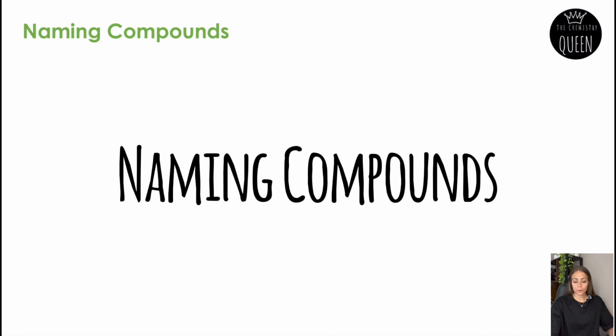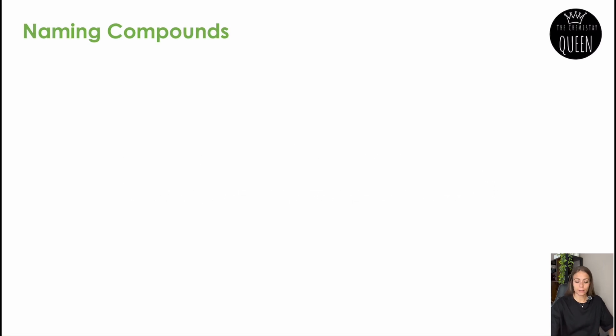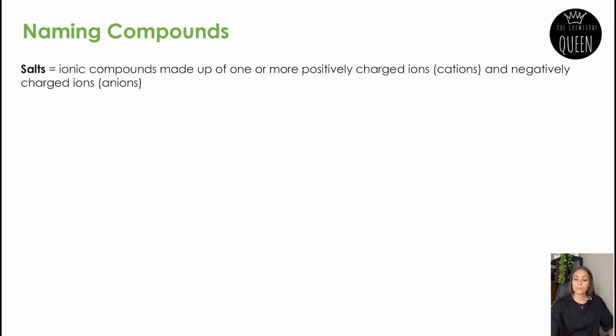So in this video, we're going to be looking at naming compounds. Now there are different types of compounds that you need to be able to name, and predominantly it's to do with what type of bonding they have. So we're first of all going to look at how we name something called salts.